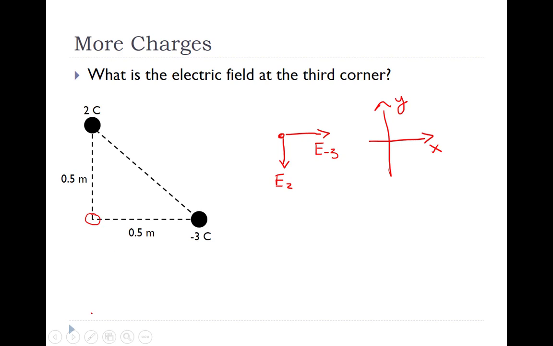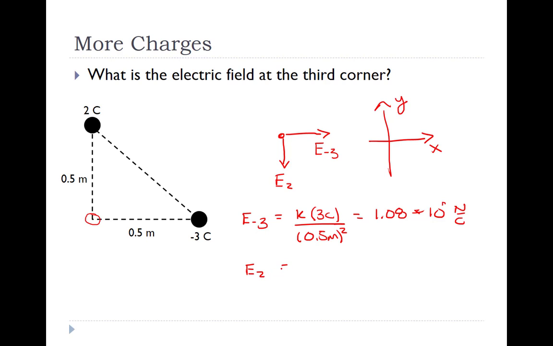And now I'm going to find the individual magnitudes. So the field due to the negative 3 coulomb will be k times 3 coulombs divided by r squared, which in this case is 0.5 meters. And when you multiply that out, you get 1.08 times 10 to the 11th newtons per coulomb. The field due to the 2 coulomb charge will be k times 2 coulombs divided by 0.5 meters squared. And that works out to be 7.2 times 10 to the 10th newtons per coulomb.